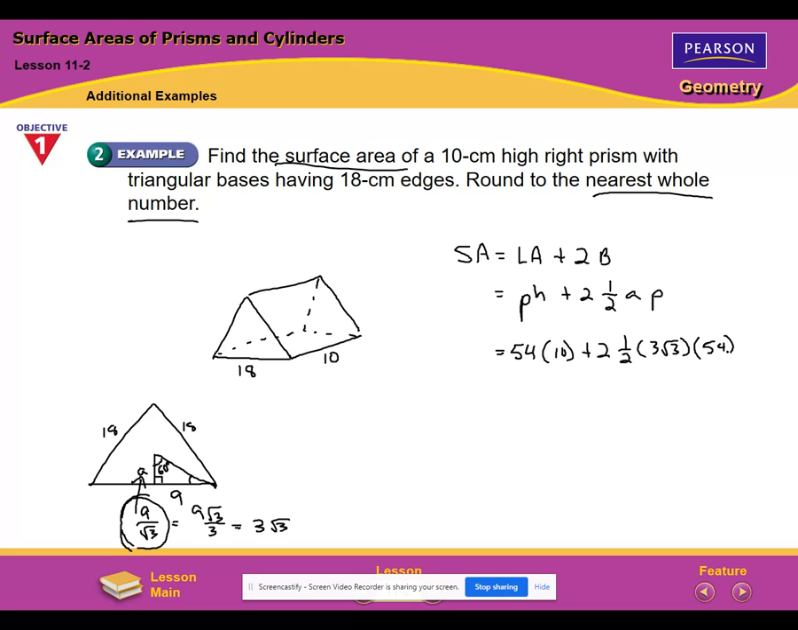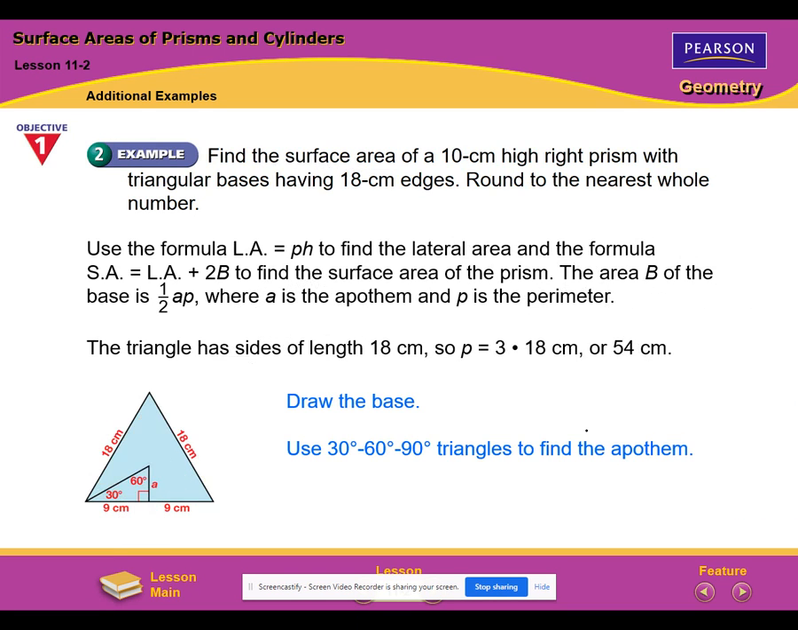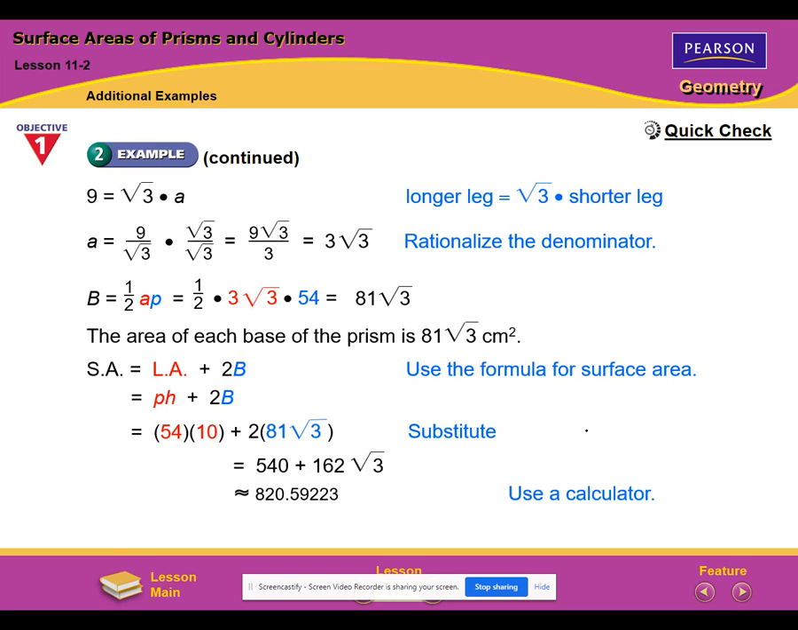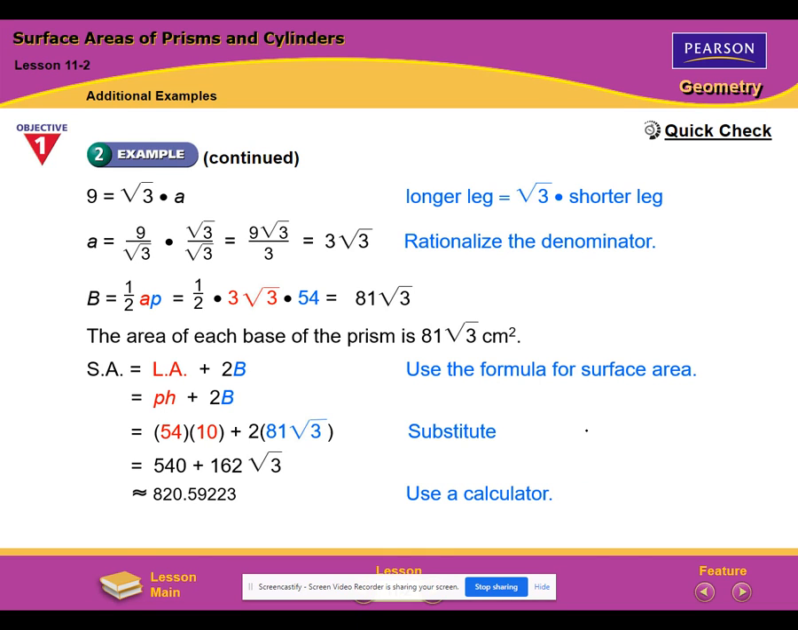And then I'm adding that to 2 times 1/2 times 3 root 3 times 54. And I get 821 to the nearest whole number. Centimeters squared. That is exactly the number I got on my calculator, rounded to the nearest whole number.